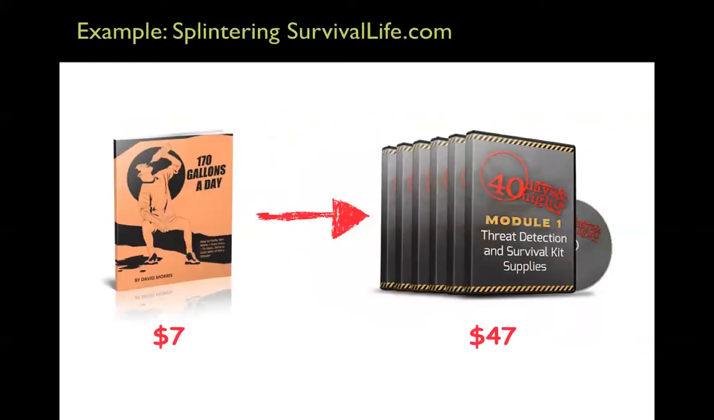So here's an example of splintering through survivallife.com. They have this little ebook called 170 Gallons a Day. It's a little splinter part out. That section for $7 came out of one of these training modules. So it's a good way to give somebody a little peek into what you're offering. And then if they're really interested and it's your best content, it was packed with value, then they have no problem transitioning to the $47 sale.